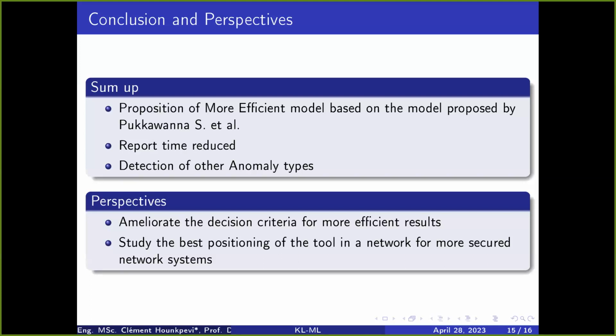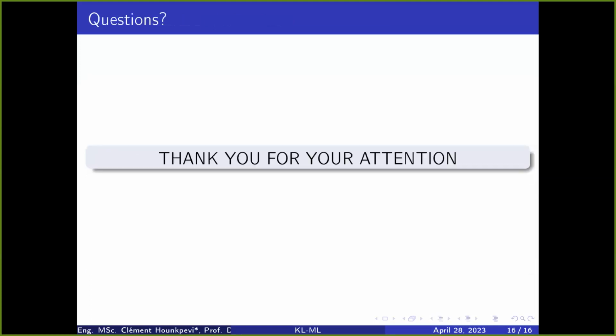change the decision criteria in order to identify whether a time interval is suspicious or not, in order to improve the efficiency of this system. And we also need to study the best positioning of the tool in a network in order to provide a secure network system. Thank you for your attention.